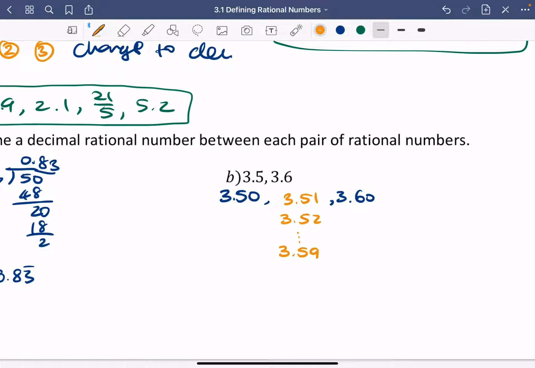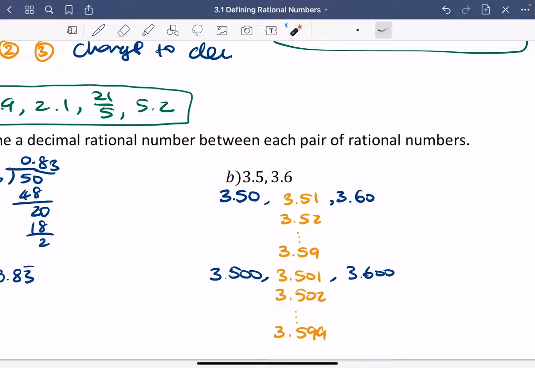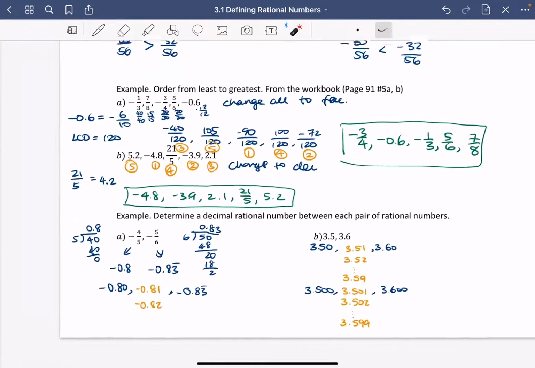And there's more choices. If you extend it to one more decimal place, 3.600, then you have more choices. You can do 3.501. So basically numbers between 500 and 600. So 3.501, 3.502, all the way to 3.599. Okay, you only need one number, but all of these choices will work.